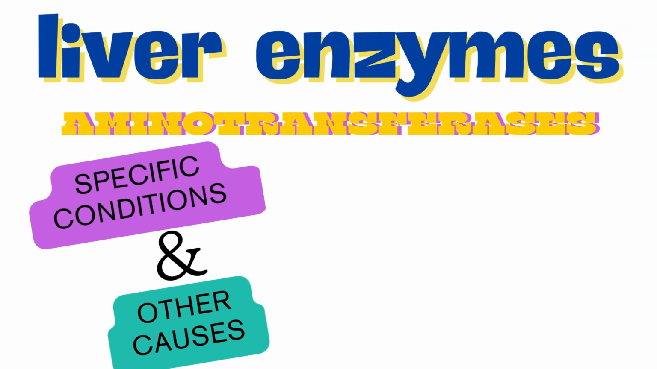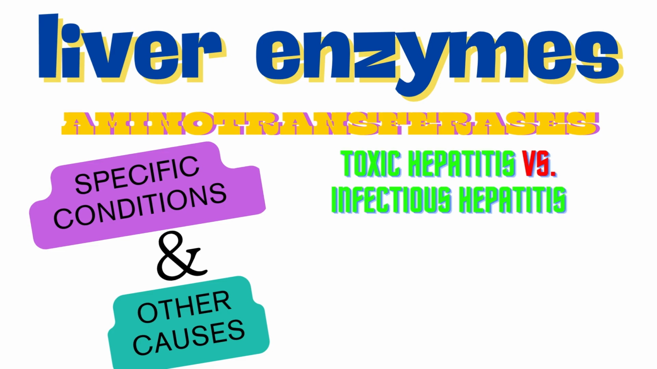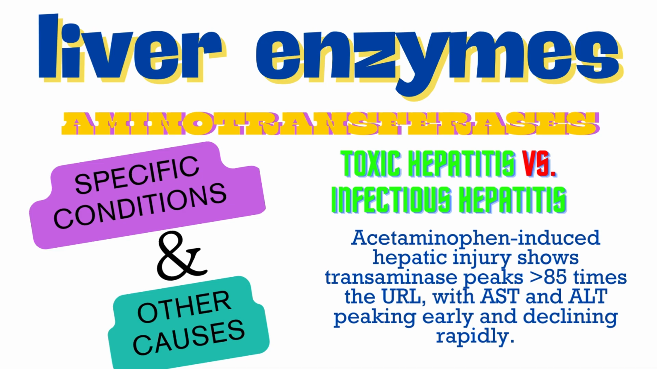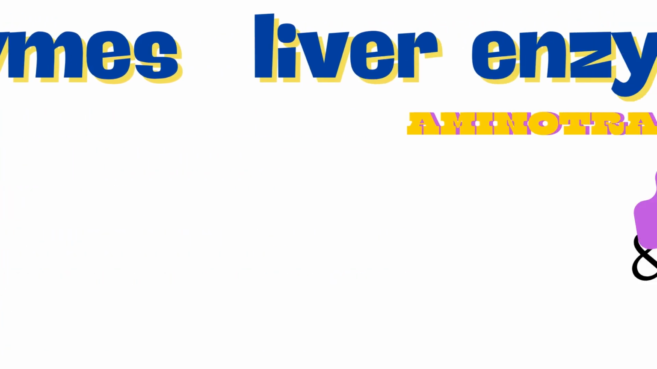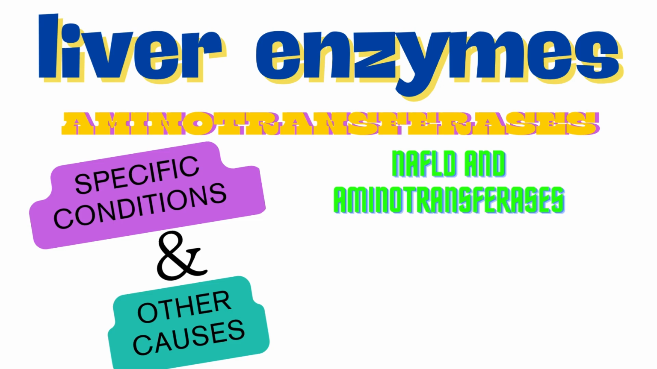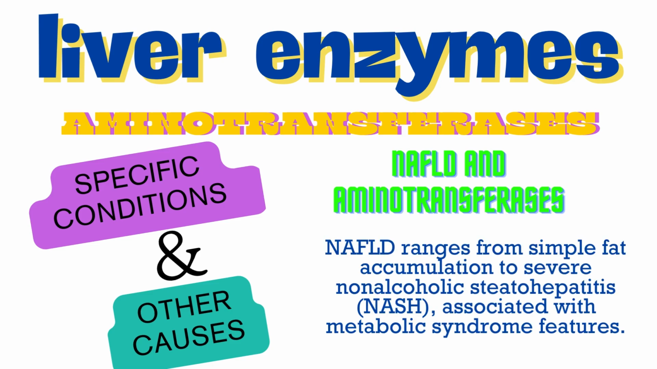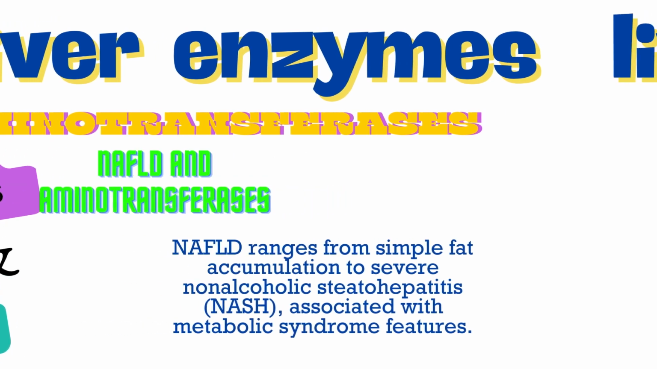Specific conditions and other causes. Toxic hepatitis versus infectious hepatitis: acetaminophen-induced hepatic injury shows transaminase peaks greater than 85 times the URL, with AST and ALT peaking early and declining rapidly. NAFLD and aminotransferases: NAFLD ranges from simple fat accumulation to severe non-alcoholic steatohepatitis, NASH, associated with metabolic syndrome features.